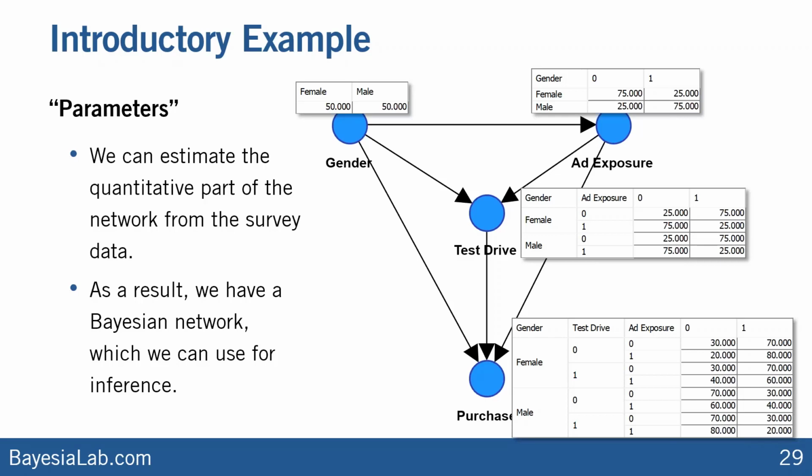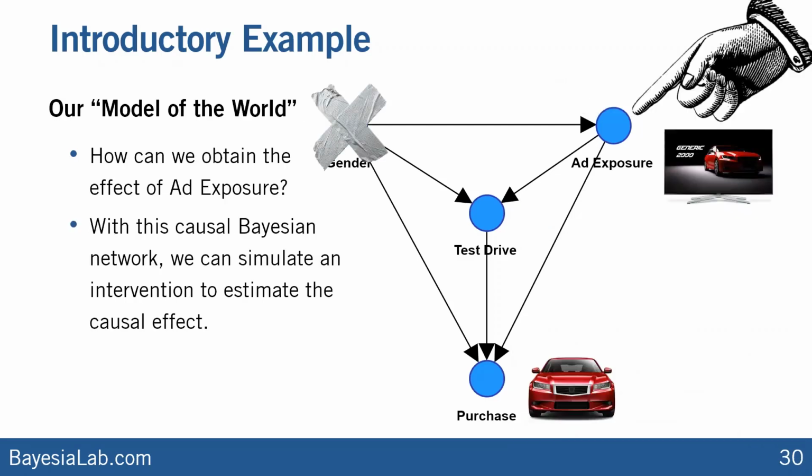Most importantly, it allows us to perform causal inference because we can simulate an intervention. We can simulate an intervention to estimate the causal effect that is of interest, the causal effect of ad exposure onto purchase. Now, there are a number of ways how we can practically do it. It all boils down to that we wish to manipulate ad exposure while holding gender constant, which I've indicated here with this duct tape.